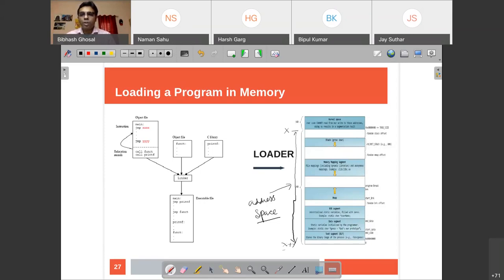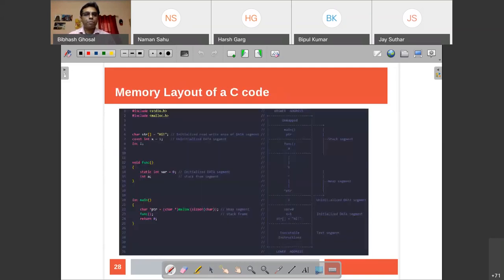What is this? Well, this is another program that is sitting beyond this, and it is called the kernel. This is the operating system. There is another program which is residing in the primary memory, and this will help the CPU to execute this program. How? We'll talk about that later. This is overall the loading of the program and how the program gets executed in the memory. So this is the memory layout of a C code.